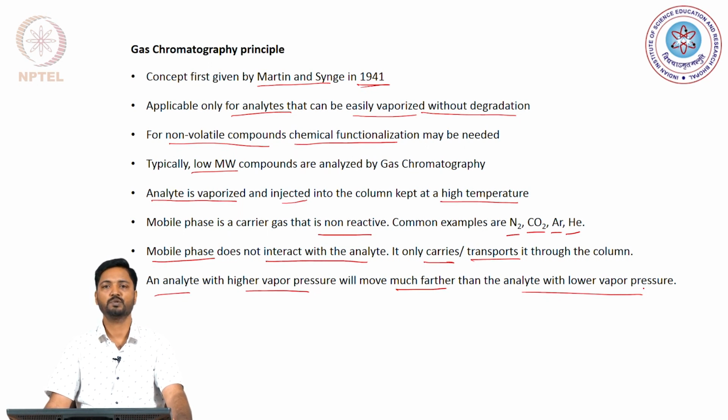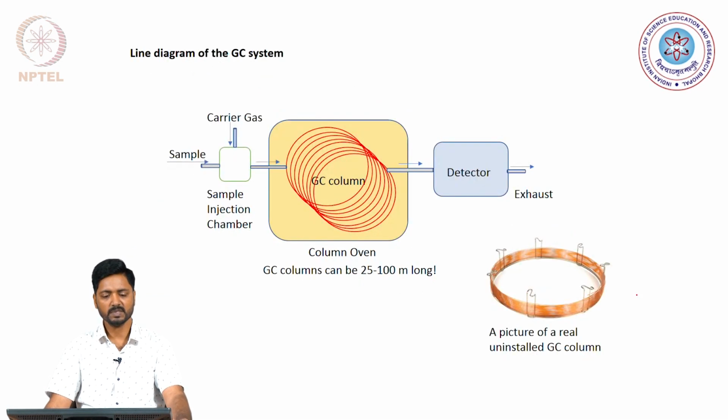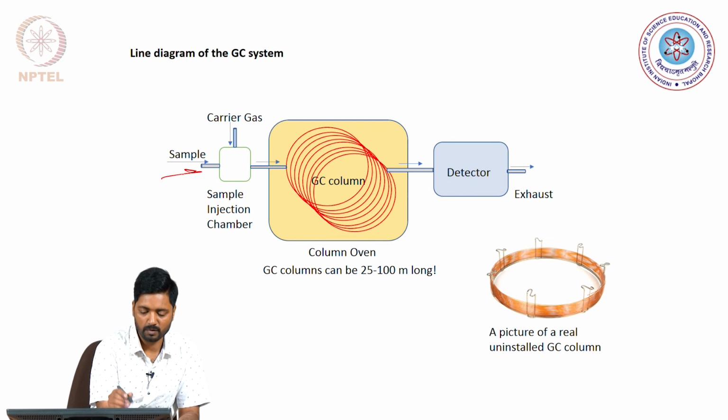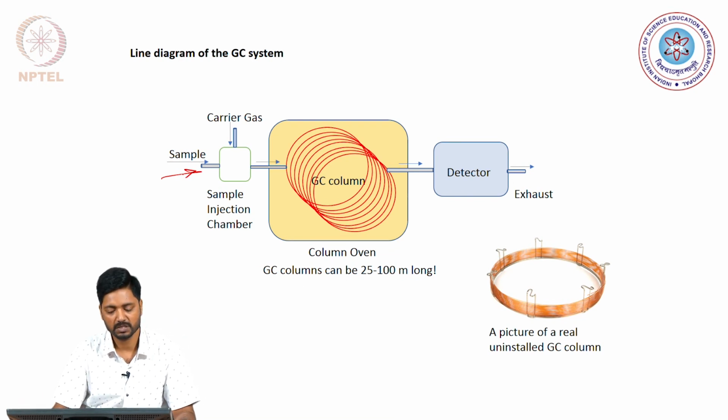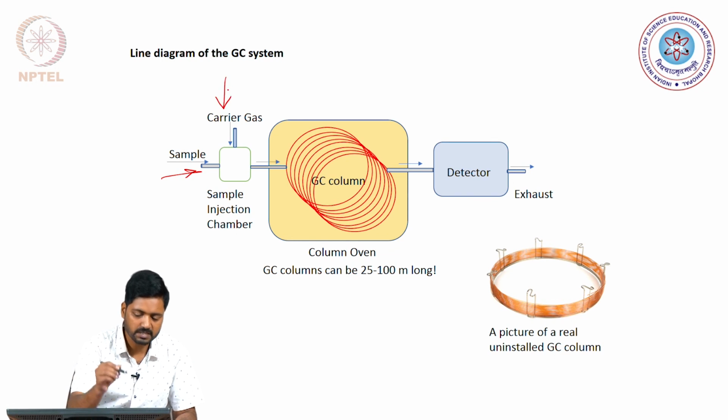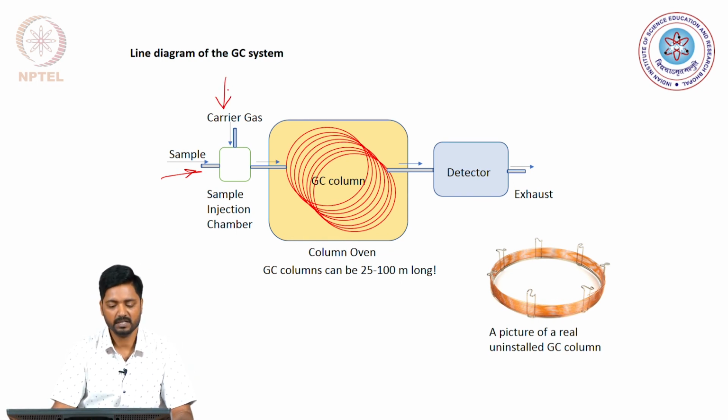Now, let us move forward and see a very basic line diagram of a gas chromatography system. We inject our sample from one side of this chromatography system, and we also pass the carrier gas into the chromatography system.